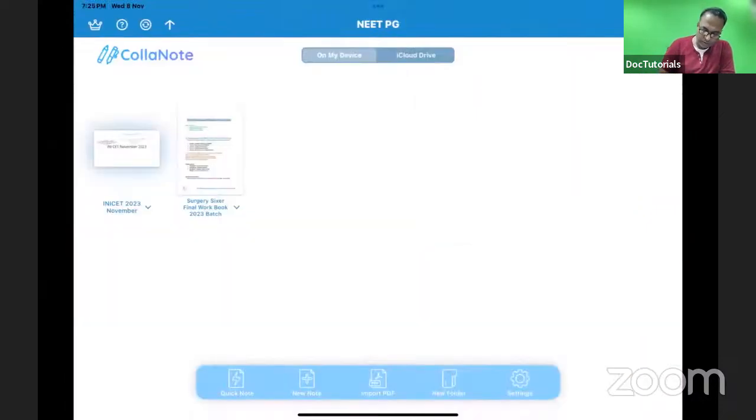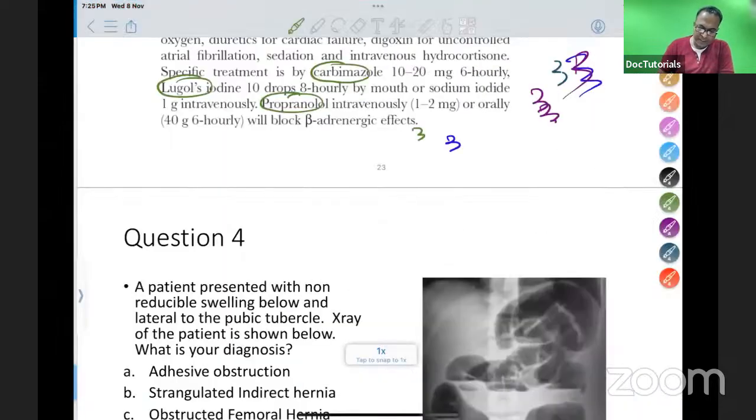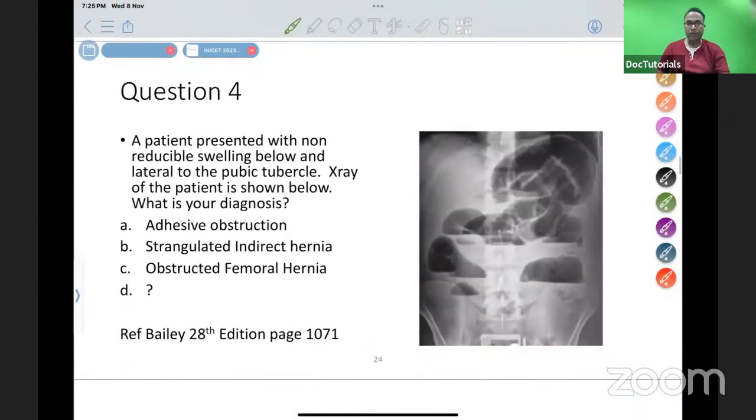So that's a simple question. Don't forget. A patient now presented with non-reducible swelling below and lateral to the pubic tubercle. X-ray of the patient is shown below. What is your diagnosis? You can see a patient having multiple air fluid levels. Multiple air fluid levels means there is an obstruction.